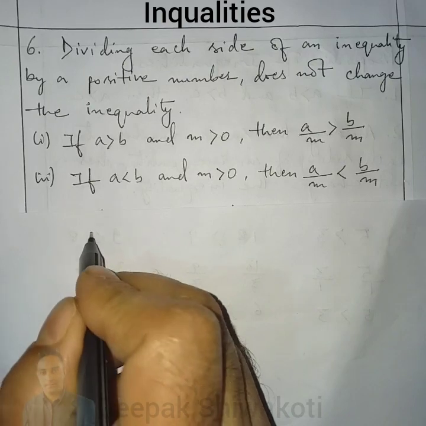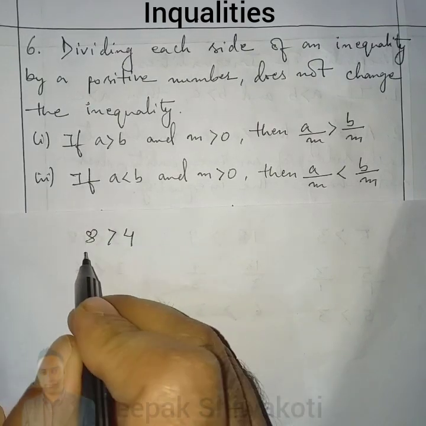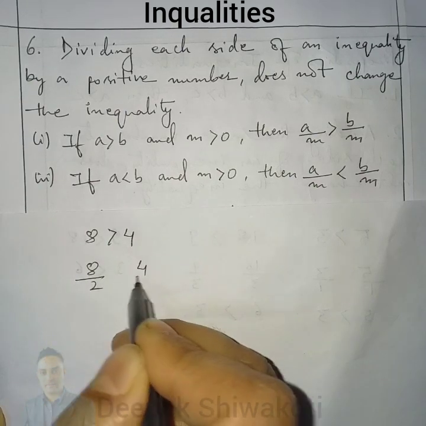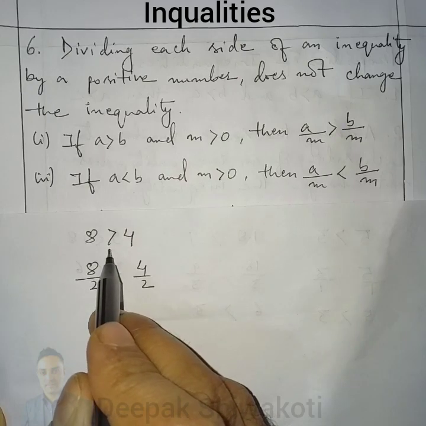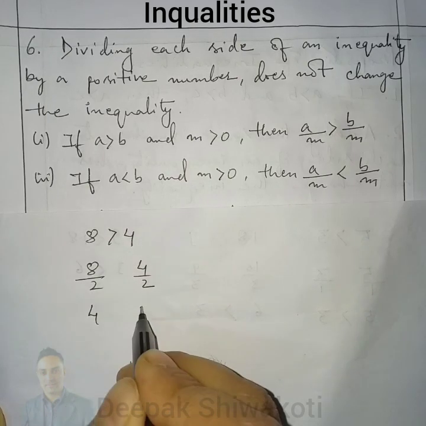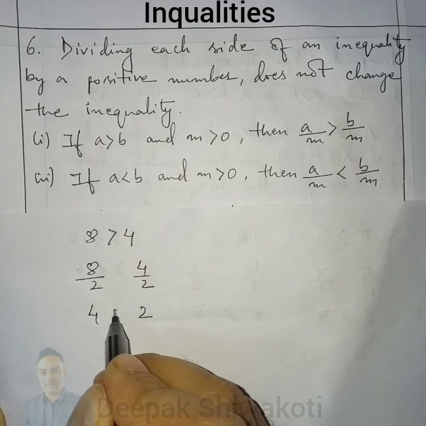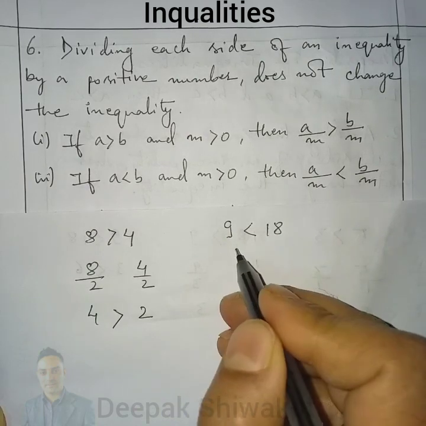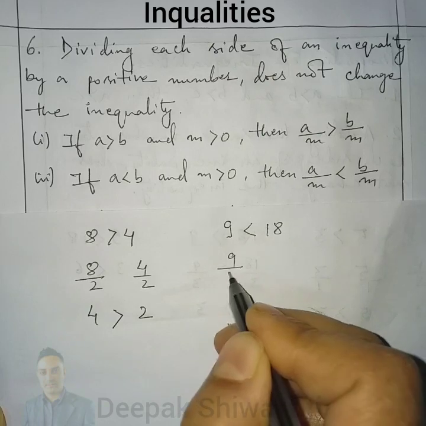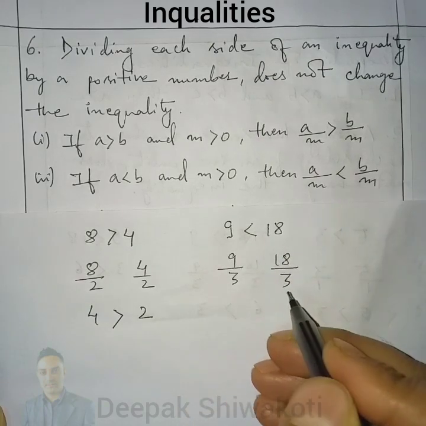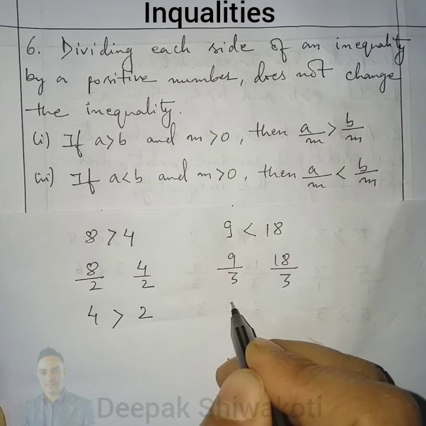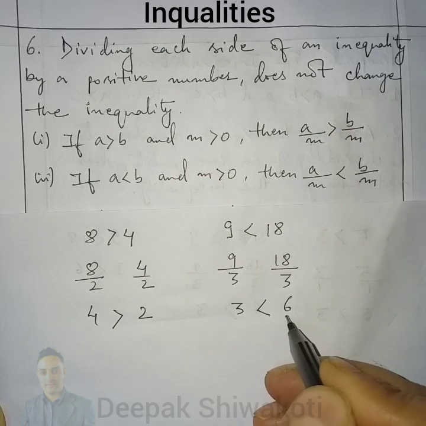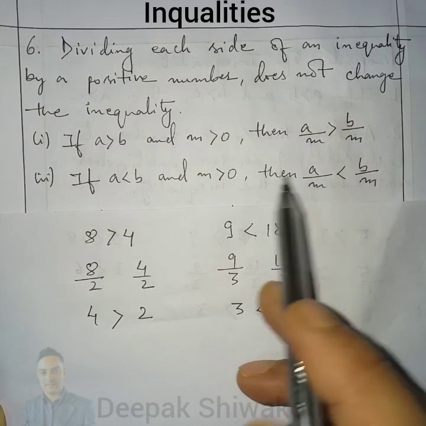Suppose 8 is greater than 4, and we divide each side of this inequality by a positive number 2: 8 by 2, 4 by 2. What happens to the sign of inequality? Here we get 4, here we get 2. So the sign of inequality will not change. Another: here 9 is less than 18. If we divide each side by a positive number 3, 9 by 3 and 18 by 3, what do we get here? Here we get 3 and here we get 6. So the sign of inequality will not change if we divide by a positive number.